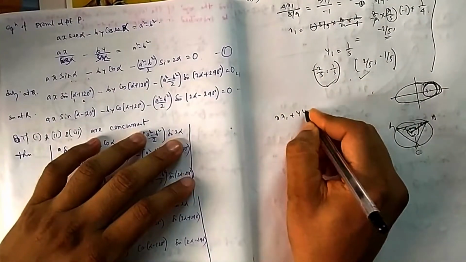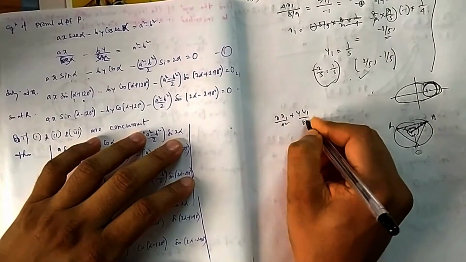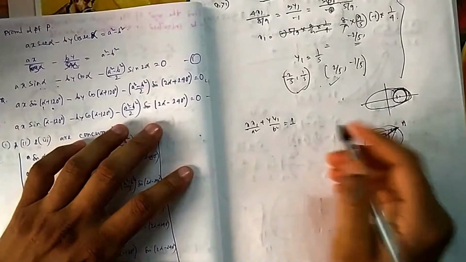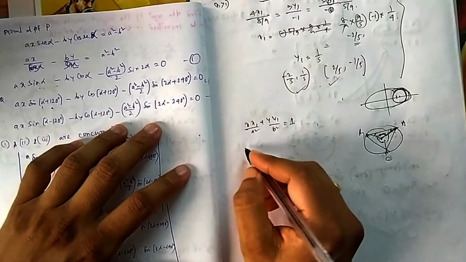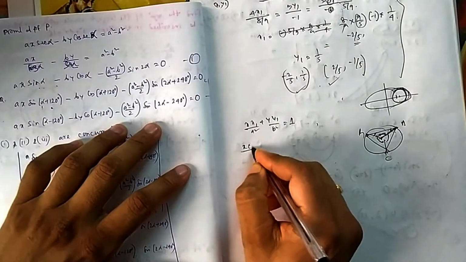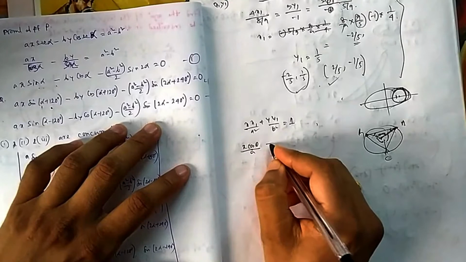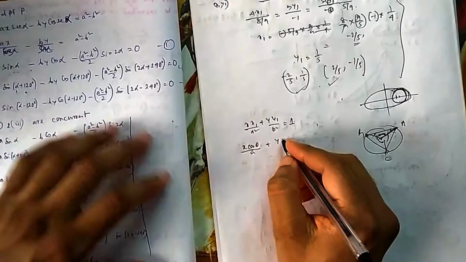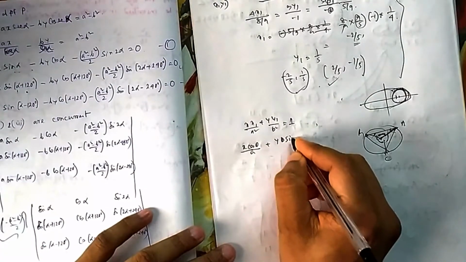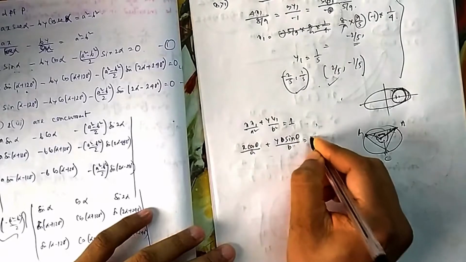Remember the tangent formula. This was the tangent formula. So what is your point? A cos theta, B sin theta. If you put it in, it will be x cos theta by A, and y sin theta by B, and the squares will cancel accordingly.